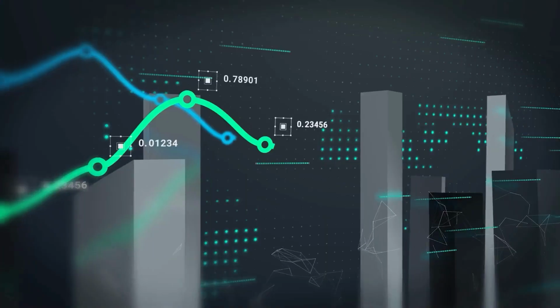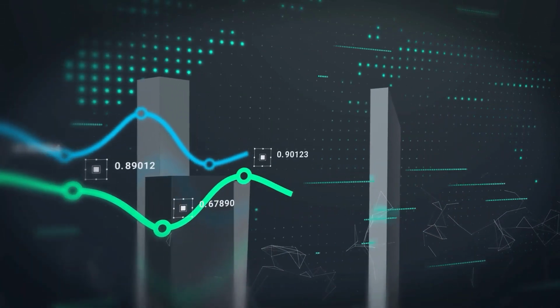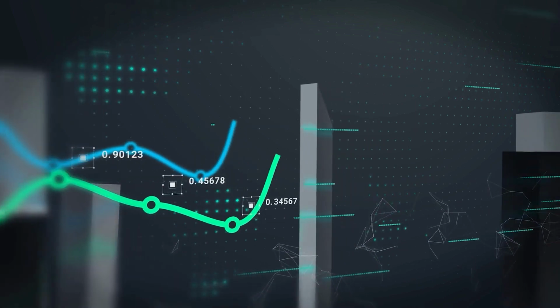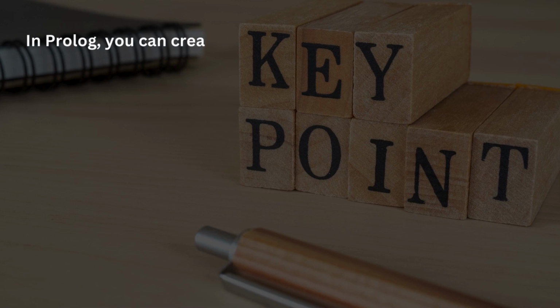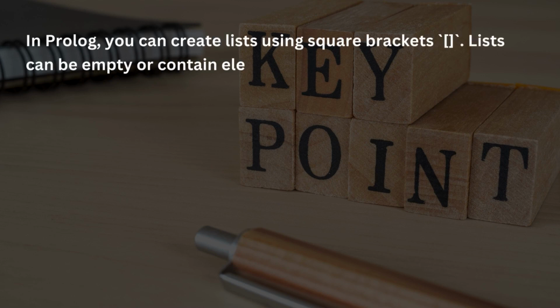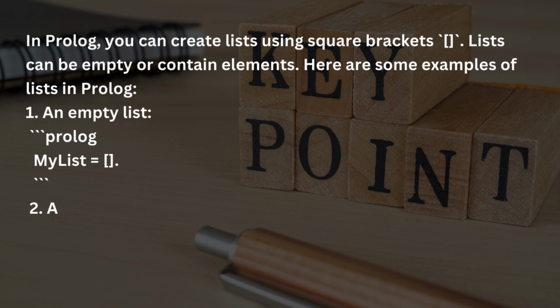In the last lecture, we discussed the introductory part of Prolog, how we can download SWI Prolog, how we can work on Prolog, and how we can run a Prolog program. Now, today's topic is lists in Prolog. In Prolog, you can create a list using square brackets. As you can see, a list can be empty or contain elements. Here are some examples of lists in Prolog.